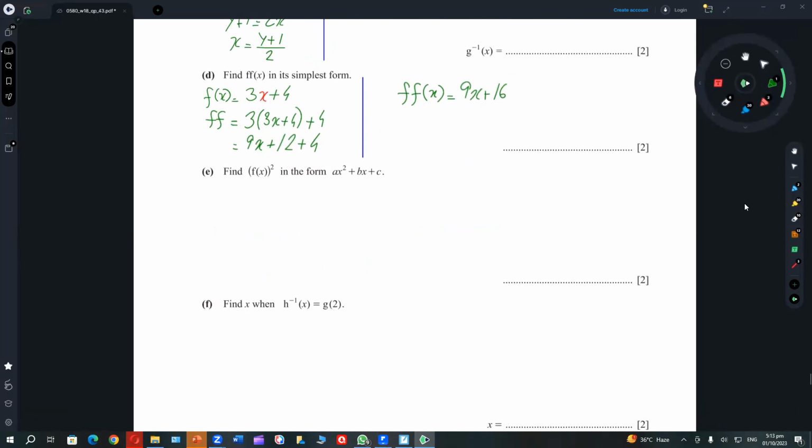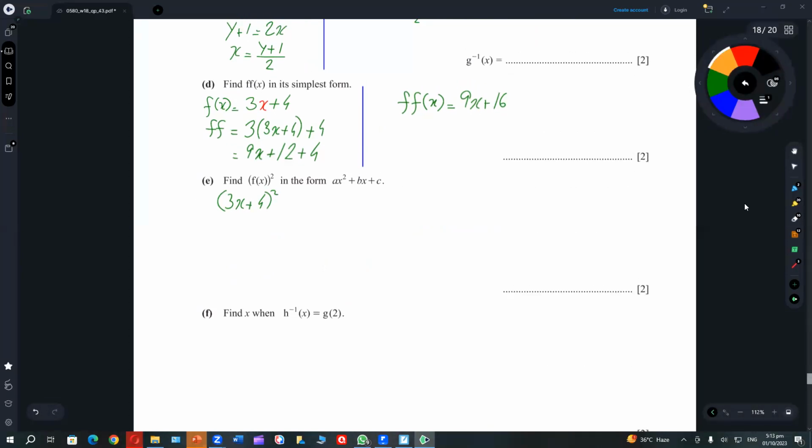f(x) whole square in the form this. What is f(x)? 3x plus 4. How do we open the square? We put 3x plus 4 twice. No, but what is the formula for a plus b whole square? So remember this formula. Better write all these concepts in your notes also. This is a formula for whole square. Now open it. See the working?